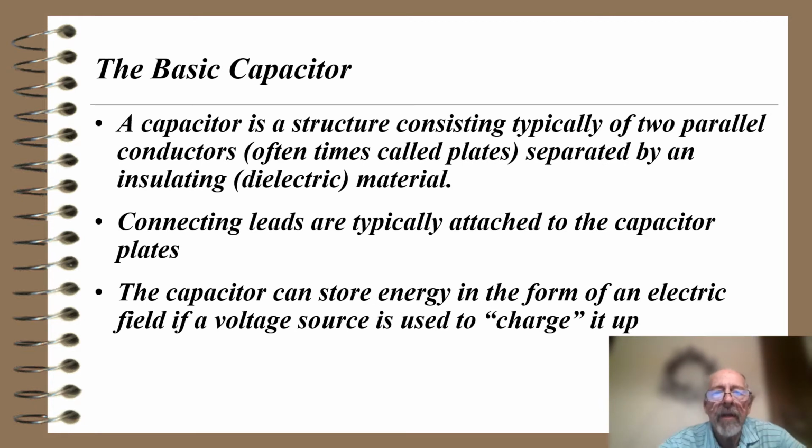So let's talk about the basic capacitor. A capacitor is a structure consisting typically of two parallel conductors, oftentimes called plates. These two conductors are separated by an insulating or dielectric material, and connecting leads are typically attached to the capacitor plates. Now, the capacitor can store energy in the form of an electric field if a voltage source is used to charge it up. You may recall when we talked about batteries, Ben Franklin had what he called Leyden jars, and they were basically capacitors, but he called them batteries.